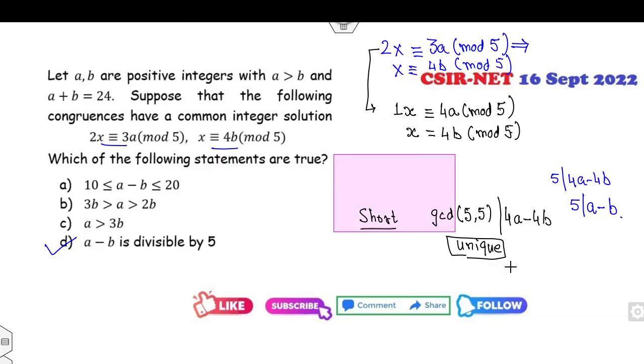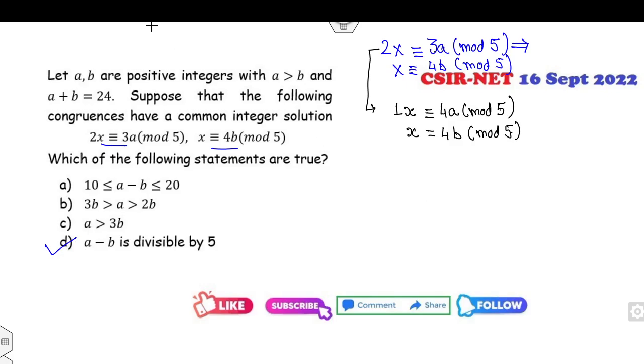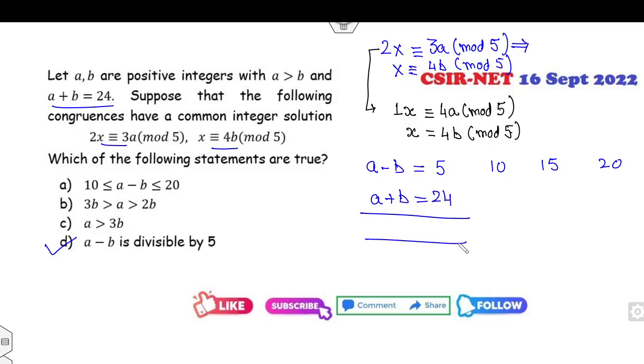Fine. Now, once you know a minus b is divisible by 5, that means a minus b is either 5, either 10, either 15, or 20. One equation is a plus b equal to 24. If I solve them, what is a? 29 over 2. But a and b are positive integers. So this case will be cancelled out.